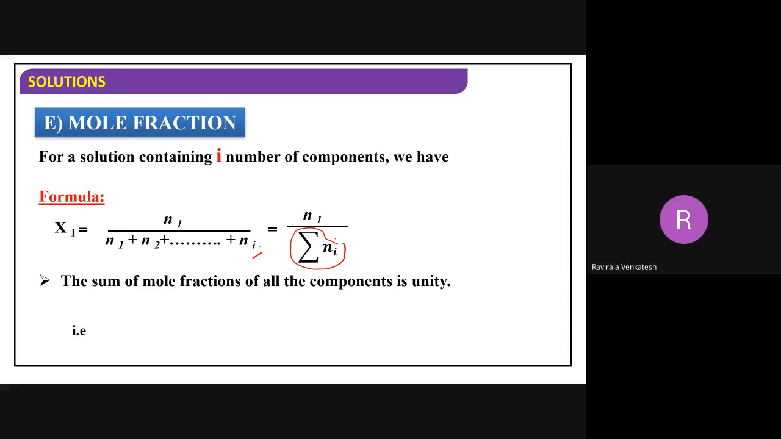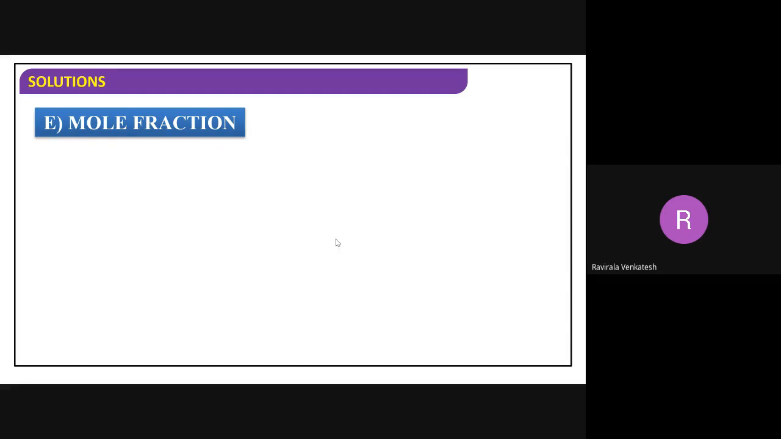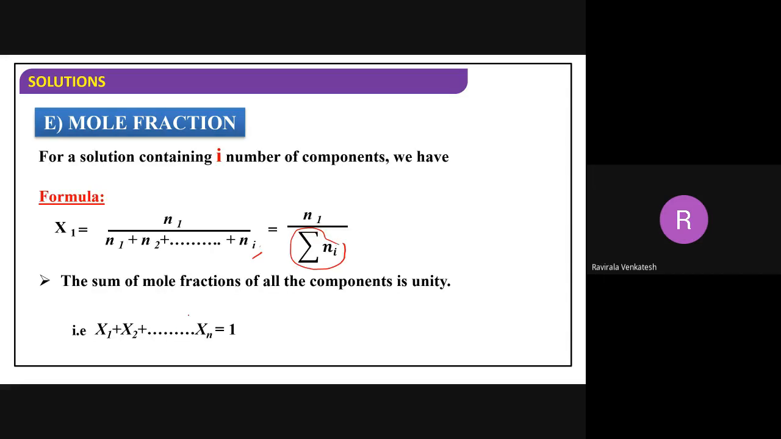So we'll do some problems over this. Before that, this is very, very important. For binary, remember this, all of you: mole fraction of A plus mole fraction of B must always be 1. Then mole fraction of B is equal to what, beta? 1 minus XA. Mole fraction of A is 1 minus XB.